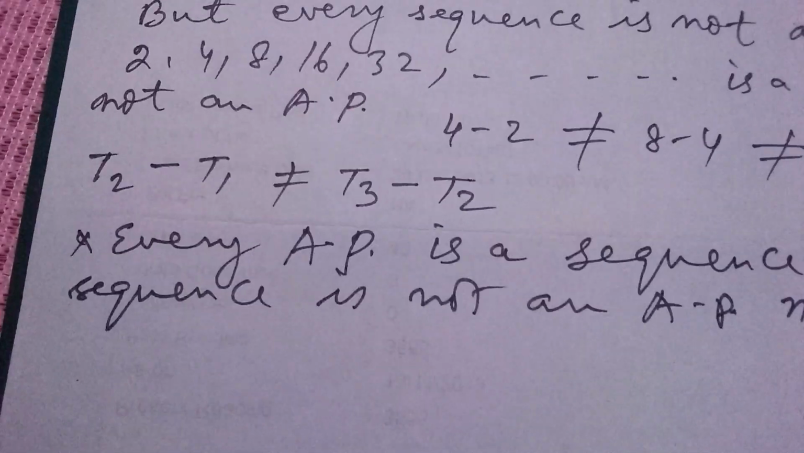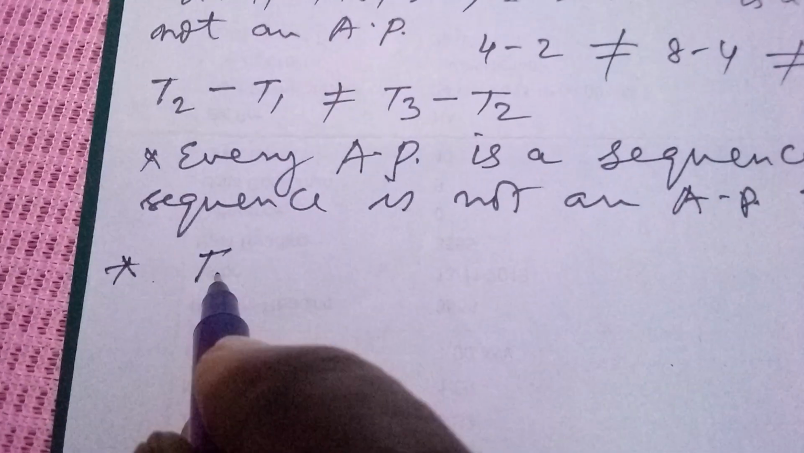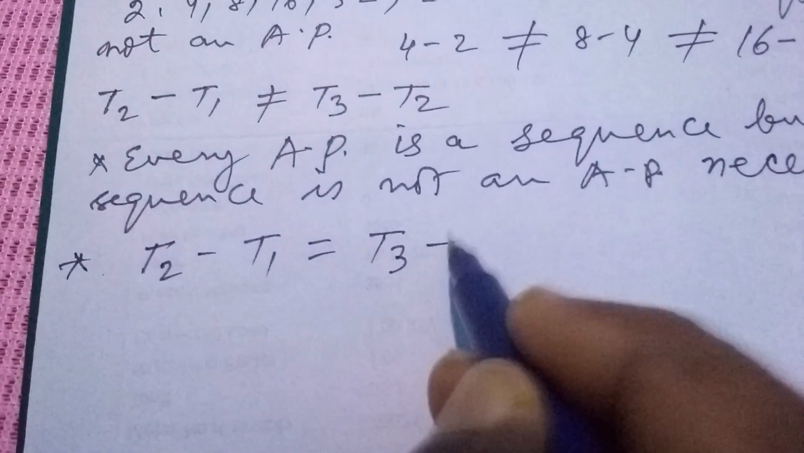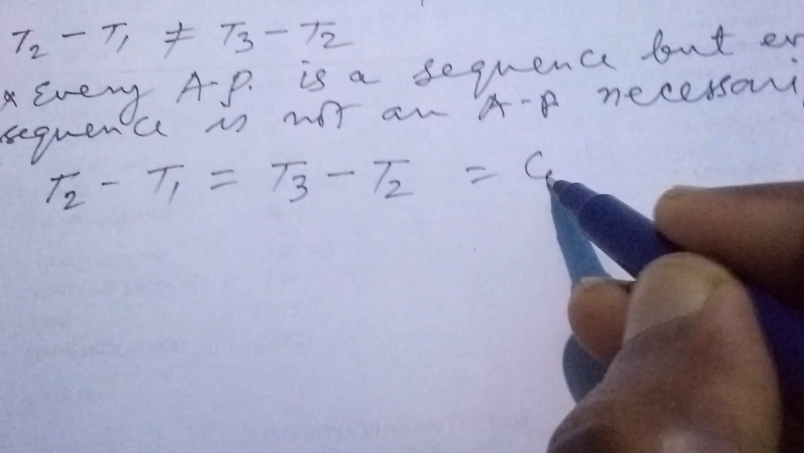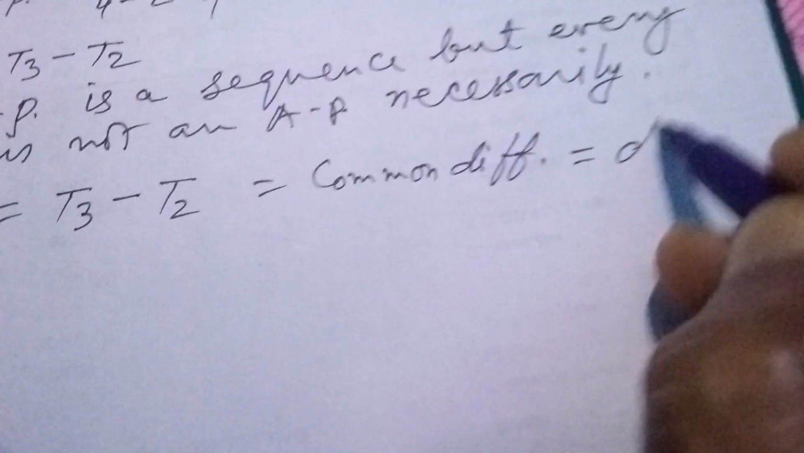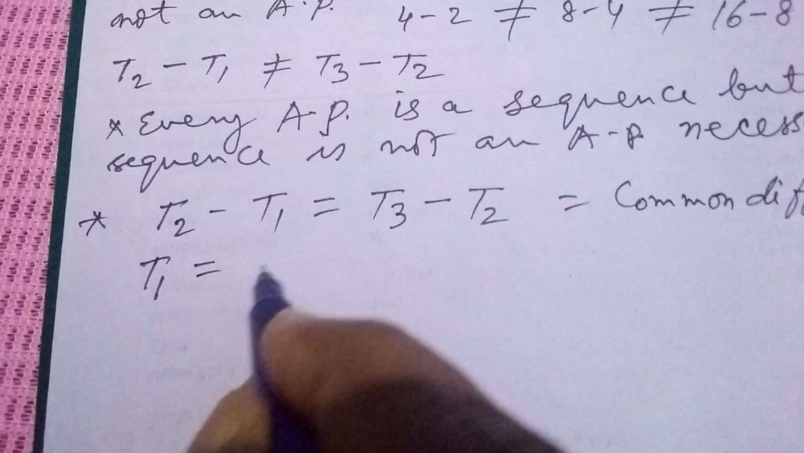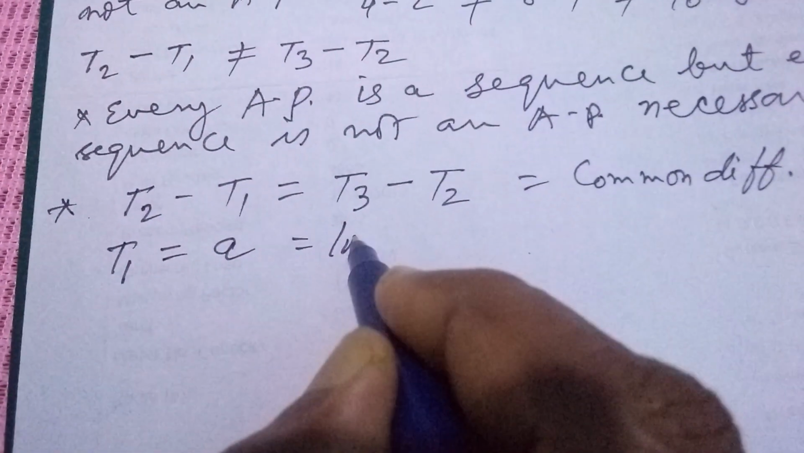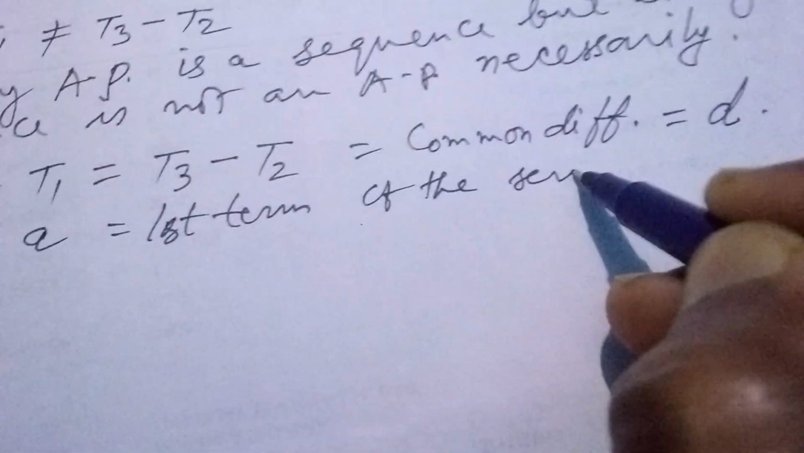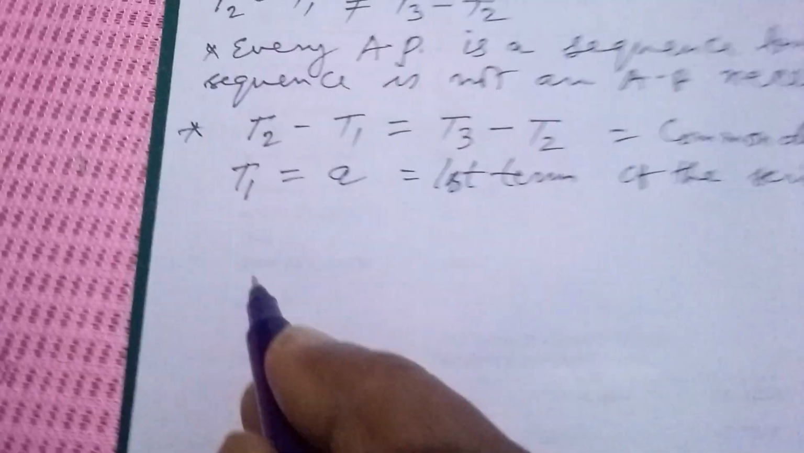Now, one thing we always have to keep in mind. Second term minus first term is equal to third term minus second term. This is called the common difference, and it is denoted by a small d. The first term T1 is also denoted as a. This is the first term of the series or AP.